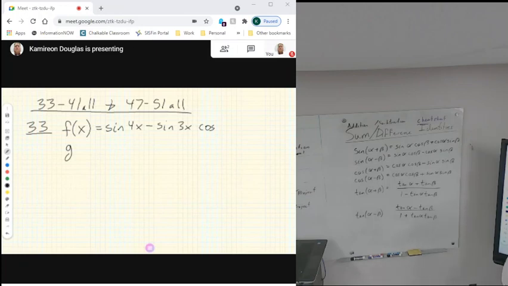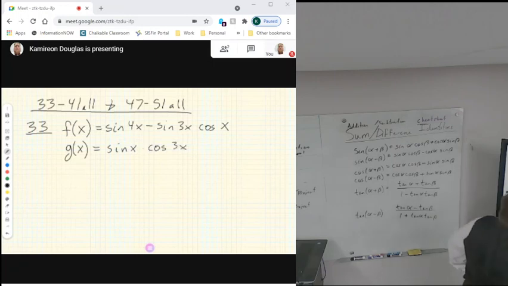Problem 33. F of x equals sine of 4x minus sine of 3x times cosine of x. G of x equals sine of x times cosine of 3x.